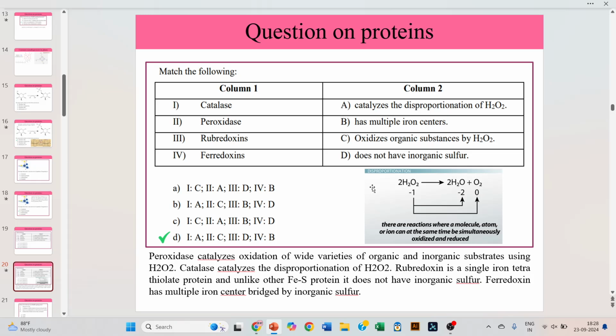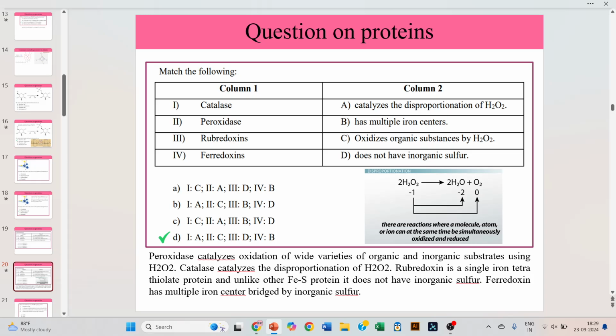So what is disproportionation? Disproportionation is a reaction in which the same molecule is simultaneously getting oxidized as well as reduced. So if you see here, it is getting oxidized and it is getting reduced. This is what is catalyzed by catalase.